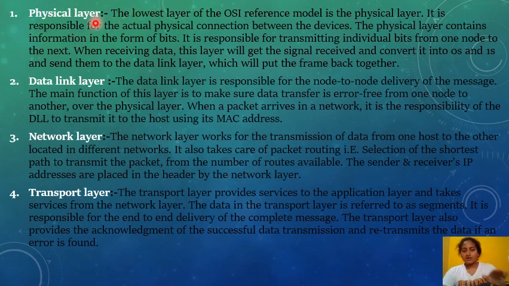The lowest layer of the OSI reference model is the physical layer. It is responsible for the actual physical connection between the devices. The physical layer contains information in the form of bits, which are nothing but zeros and ones, also known as binary values. It is responsible for transmitting individual bits from one node to the next. When receiving data, this layer gets the signal received, converts it into zeros and ones, and sends them to the data link layer, which puts the frame back together.